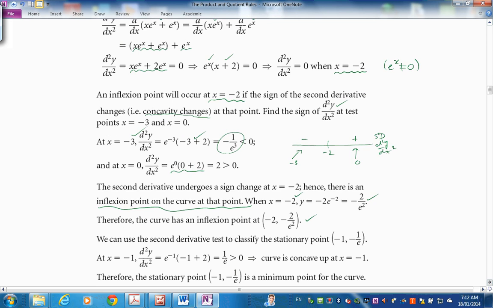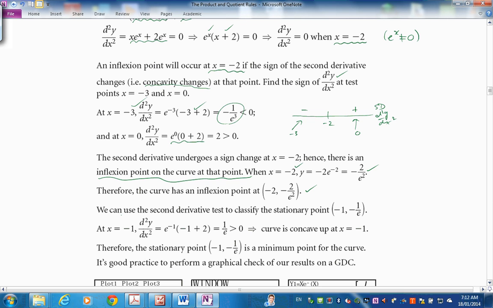Now, because we've got the second derivative, we can use the second derivative test to classify this stationary point, because we don't know whether it's a maximum or minimum. You could use a sign diagram for the derivative, but let's just sub the x value into the second derivative, and it's greater than 0. So therefore it's a minimum. It's concave up, as I said before, and it's a minimum point for the curve.